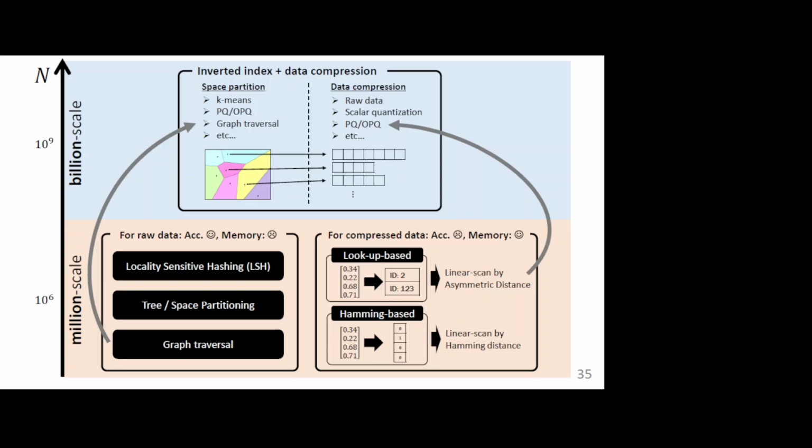But when we scale up to the billion scale, like 10 to the 9, actually all these methods, even these index structures, usually cannot all be stored in your memory. You have to think about other methods. You have to perform space partition like k-means or PQ, or data compression. You should use more compression for your data.